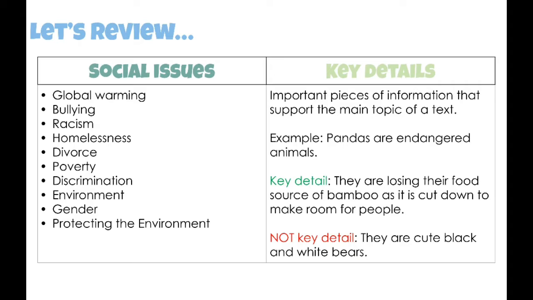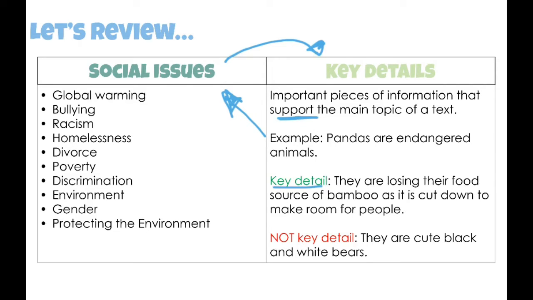So let's think about key details, because in order for us to know, we have to have key details to support it, okay? They're important pieces of information that support the main topic of a text. Example, pandas are endangered. This is a social issue right here, okay? The key detail for this is they are losing their food source of bamboo as it is cut down to make room for people, okay?